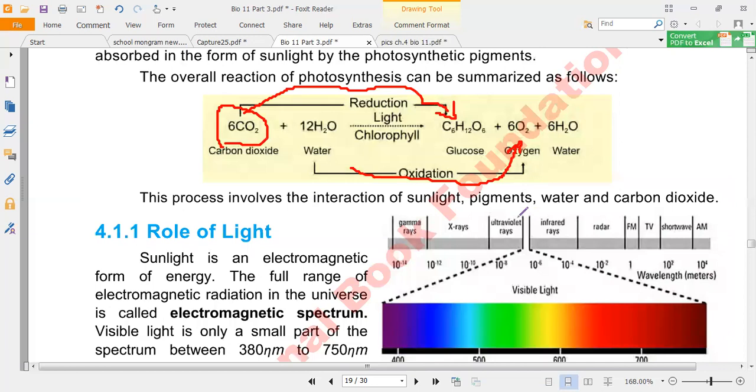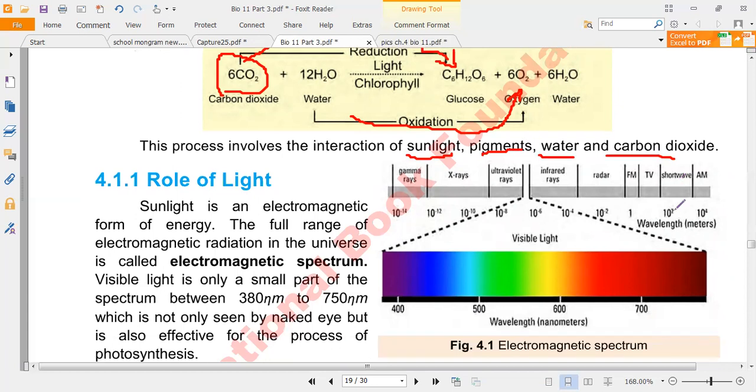In this reaction, certain things are involved, which are sunlight, pigments, water, and carbon dioxide, as we have seen in the previous diagram. We will see all of them one by one in detail in this chapter. The sunlight is an electromagnetic form of energy. If we see its full range, it's not only what we can see, that is visible light, but also all the radiations which we cannot see are included in the wavelengths of sunlight.